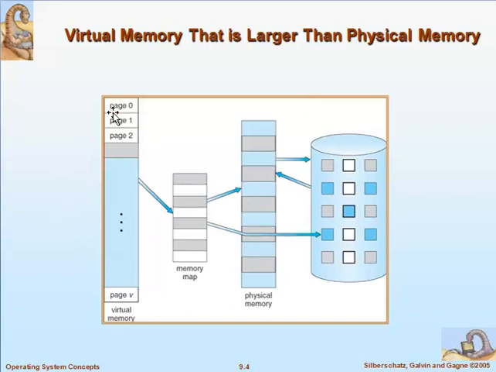You can see here, this is the virtual memory, and this is the memory map. This virtual memory has been mapped to the physical memory. So you can see we can have a larger memory, and it is mapped to this particular physical memory.